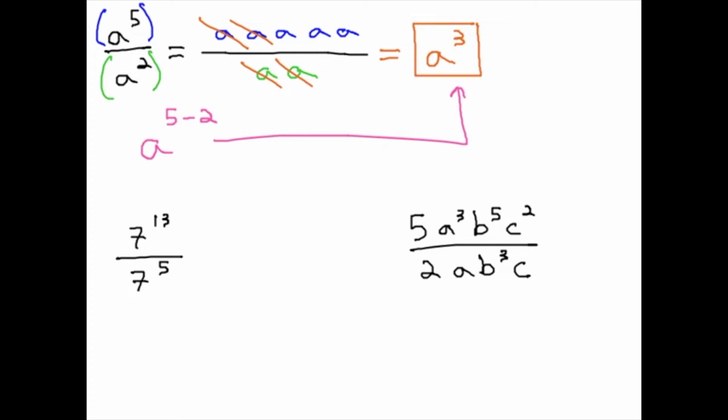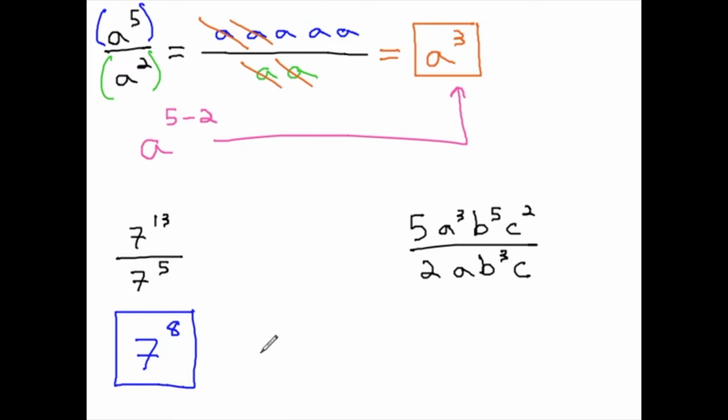Here, we have 7 to the 13th over 7 to the 5th. Because the base of 7 matches, we keep the base and subtract the exponents. 13 minus 5 is 8, and we end up with 7 to the 8th for our simplified solution.